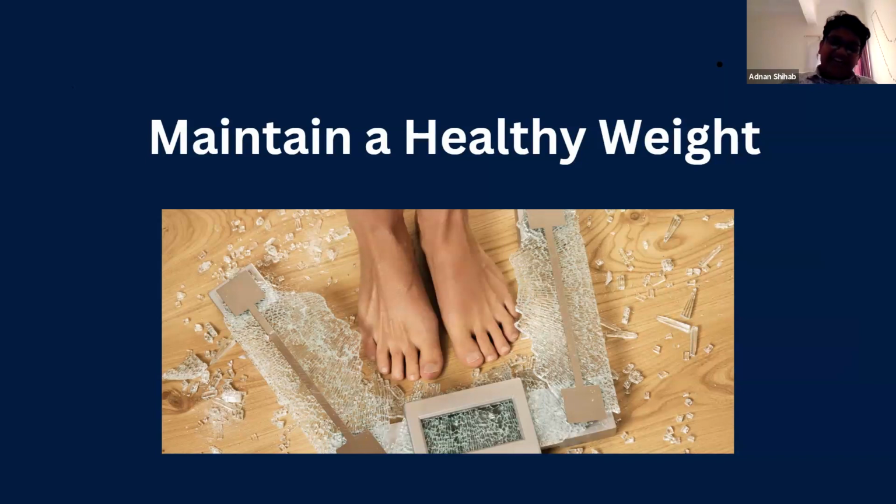Try tomorrow or next time: drink 2 liters of water, or as much as you can, and then look at some junk food. Maybe you won't feel like eating it, not for sure, but some people will not. So maintain a healthy weight. As I said before, eat healthy or you won't have a healthy weight.